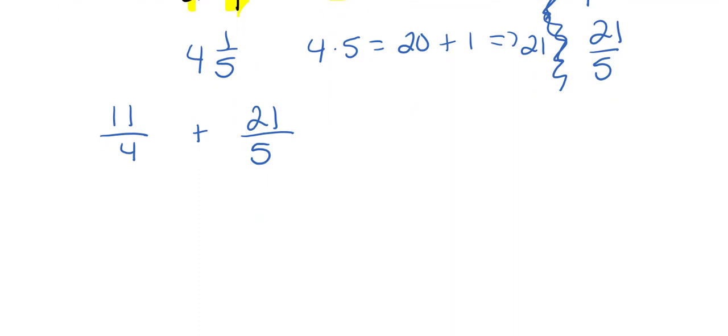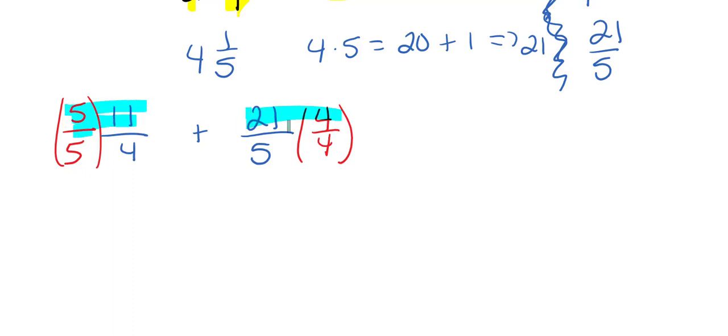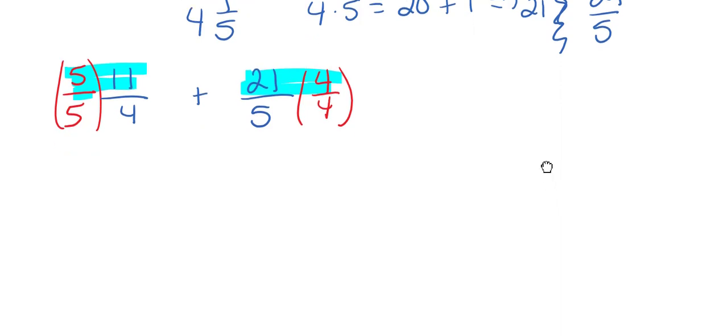Now we just need to go ahead and get the same denominator on both sides. We're going to multiply the first number by 5 over 5, and then the second number by 4 over 4, right? Because that would be our least common denominator between the 4 and the 5. So now we multiply what's on the top, and then you multiply what's on the bottom. So let's go ahead and do that.